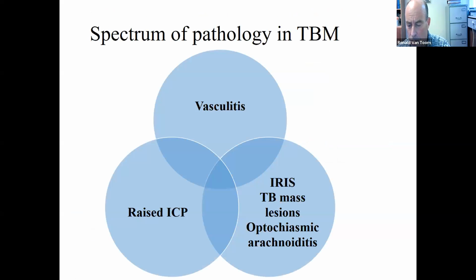Right, so if you have a child who has tuberculous meningitis, these are the complications that you will encounter. There's raised intracranial pressure, vasculitis, which causes stroke, ischemia, infarcts, and then you've got the so-called IRIS phenomena of patients developing mass lesions or having inflammation, especially of the optic nerve.